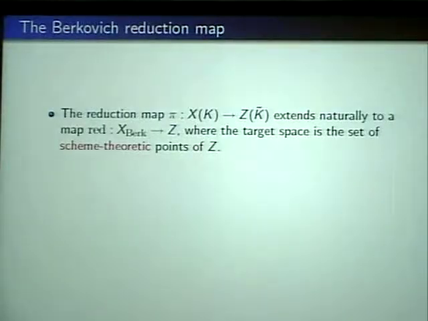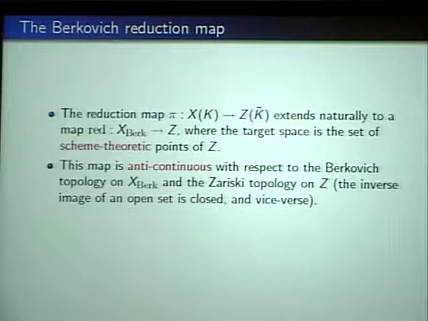But the reduction map pi on these rigid points extends naturally to a map from the Berkovich space to the scheme Z, where the target is a space of all scheme-theoretic points. And this is because you have all these new points of Berkovich space, these non-classical points, and they have to have somewhere to go under the reduction map. And if you actually allow your target to be all scheme-theoretic points of Z, then they have somewhere to go. And there's a natural definition, which I won't give, of what this map is in terms of semi-norms.